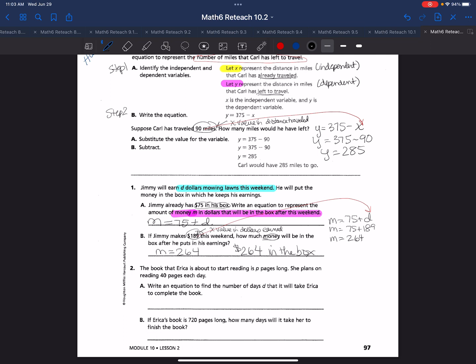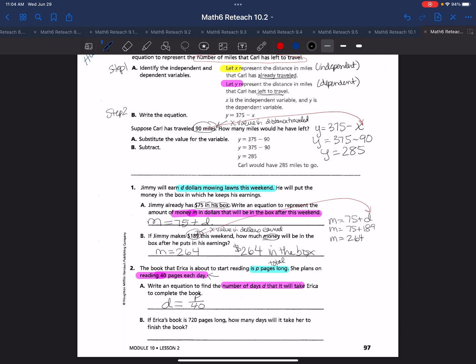Question 2. The book that Erica is about to start reading is P pages long. So that is the total amount of pages in the book. She plans on reading 40 pages each day. Write an equation to find the number of days, D, that it will take Erica to complete the book. So, how many days will it take? This is going to be D equals, I know it's going to take the total divided by 40 because she's doing 40 each day.